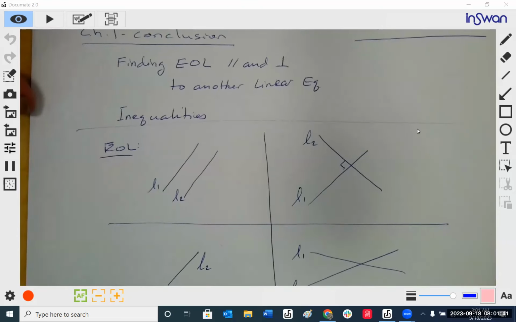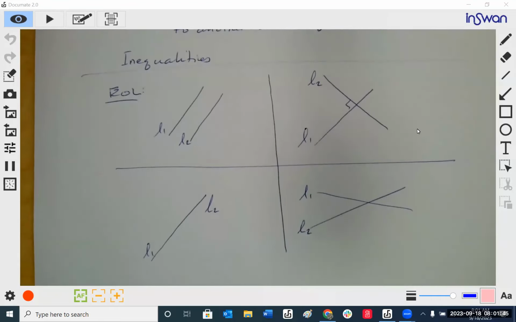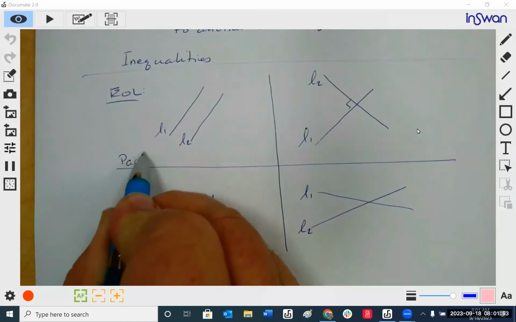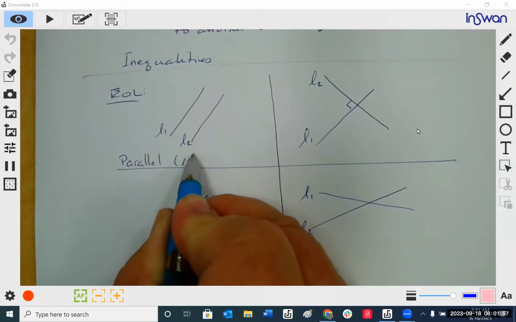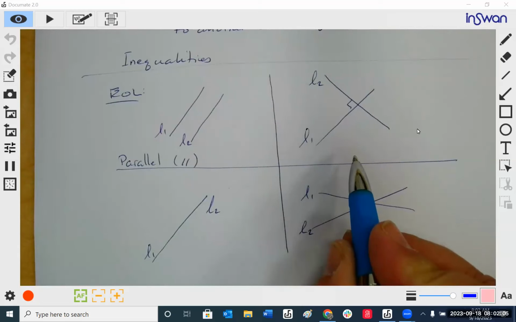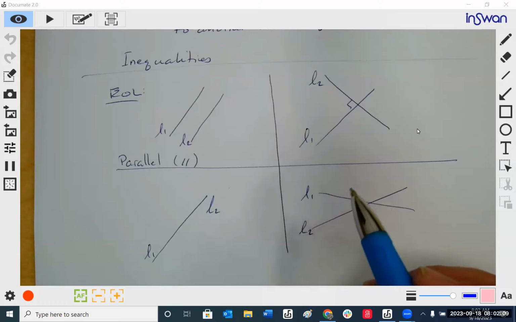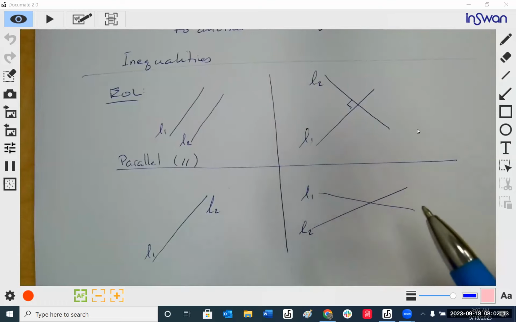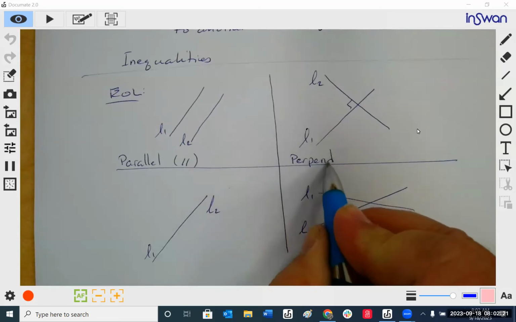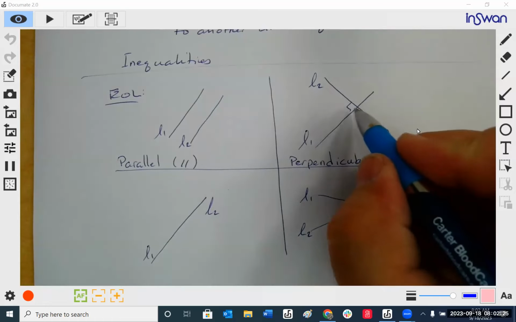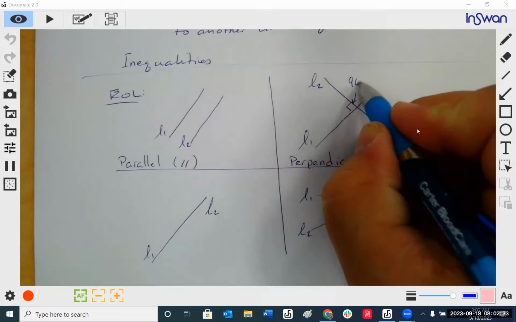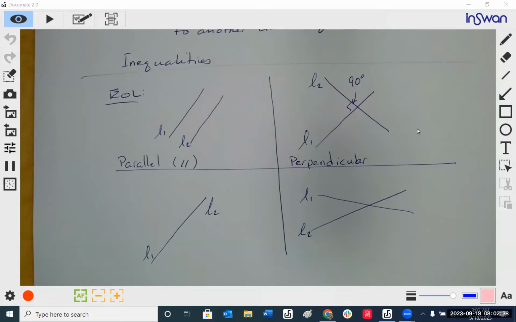Equations of lines. There are four different types of things that happen when you have two lines. What do we call this type of lines? Parallel. The symbol we use is just those two hash marks. What do we call these two lines? Perpendicular, very good. And you know they're perpendicular because you have this little symbol here, which means what? Yeah, it means they're 90 degree angles to each other. They're orthogonal to each other.